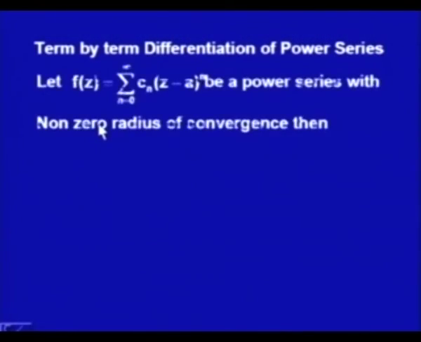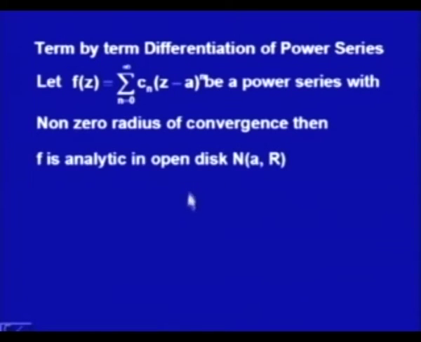Now, if the series is uniformly convergent, then we try term by term differentiation of power series. For this we have a result which states: let f(z) be equal to a power series in powers of z minus a with non-zero radius of convergence, then f is analytic in a disk which is centered at a and of radius r.